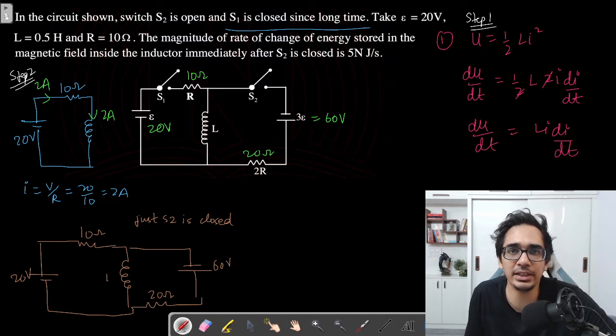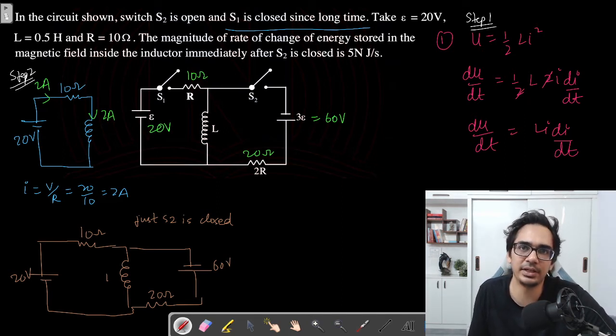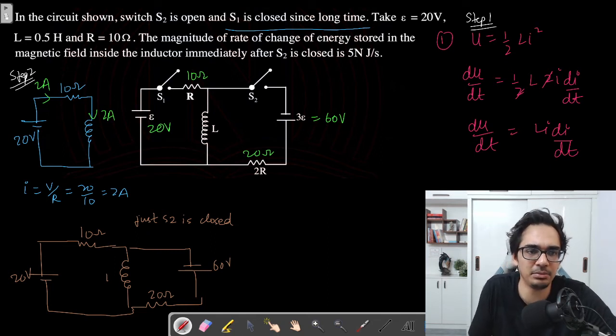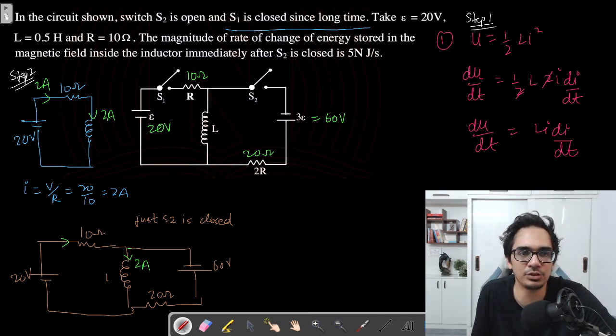The current in the resistor can change immediately if needed, but current in the inductor will not change suddenly. So that means this inductor will still have 2 ampere current, but in the 10 ohm resistor, earlier current was 2 ampere, but as soon as you switch on S2, the current in the inductor will remain 2 ampere, but this current will change immediately. So let's say this is I1 and let's say here current is going as I2. So this is the diagram, just S2 is closed.